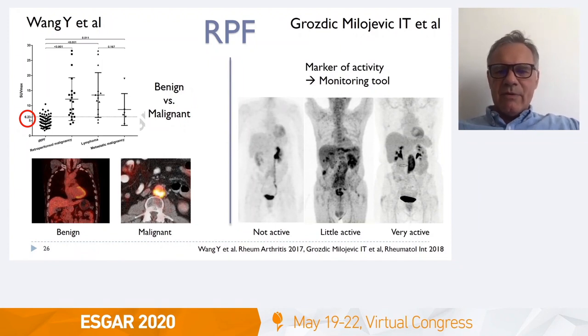And the second paper, on the right here, is, I think, more interesting. These authors propose, in retroperitoneal fibrosis, because all of you identified that it's a retroperitoneal fibrosis, to use FDG PET as a marker of activity. And on the left, you have non-active retroperitoneal fibrosis. In the middle, a little active. And on the right, markedly active.